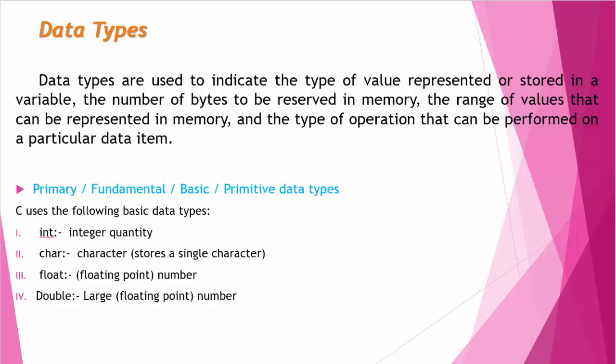Data types. What are data types? Data types are used to indicate the type of value represented or stored in a variable, and the number of bytes to be reserved in memory. It is the most important point here: how much memory will be assigned to a variable. If it is an integer type, it depends. In the 64-bit computer it will take 4 bits, in the 32-bit computer it will take 2 bits. So memory varies. If it is a character, it will take only 1 bit.